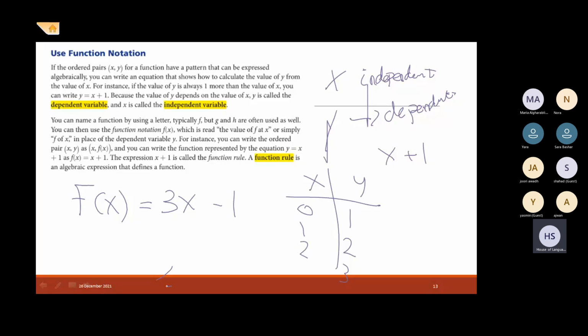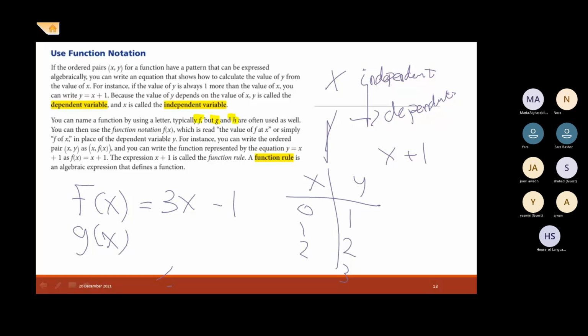Now, the second thing. We can name a function by using a letter, f or g. Sometimes I say f of x or g of x. So to name a function, I use the letter f or the letter g, and h, I forgot h. Sometimes I can say f of x, sometimes g of x, sometimes h of x. These are the names of the function.